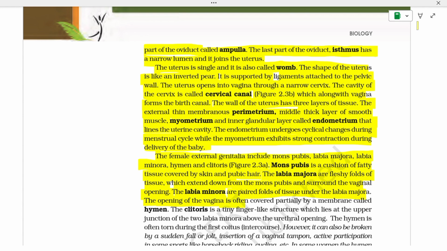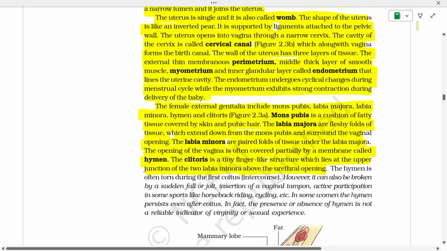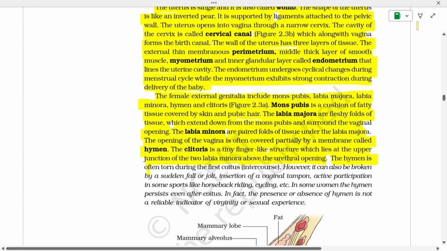The opening of the vagina is often covered partially by a membrane called hymen. The clitoris is a tiny finger-like structure which lies at the upper junction of the two labia minora above the urethral opening. The hymen is often torn during the first coitus (intercourse).